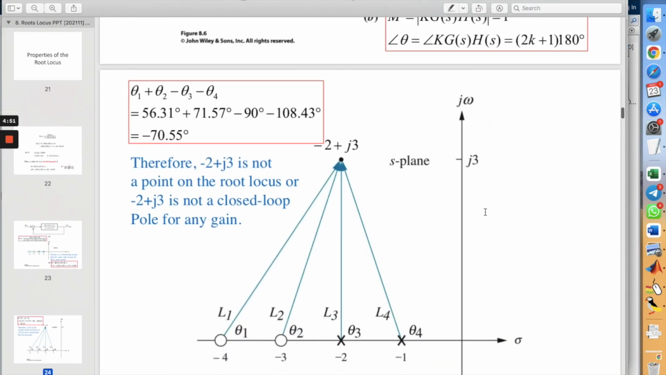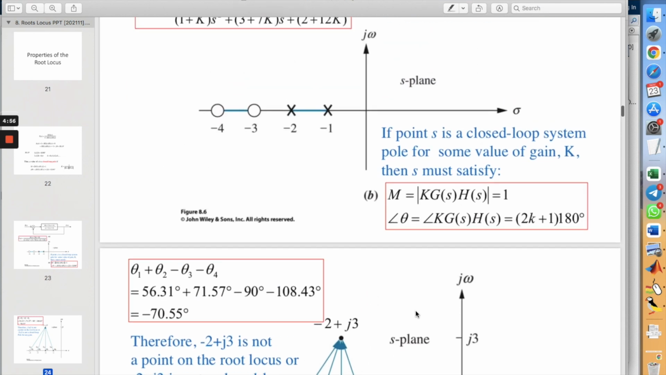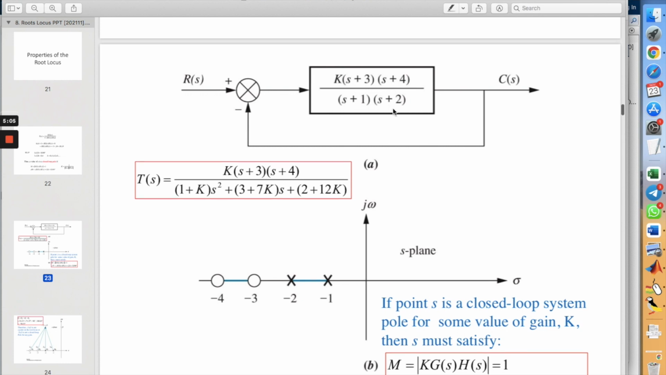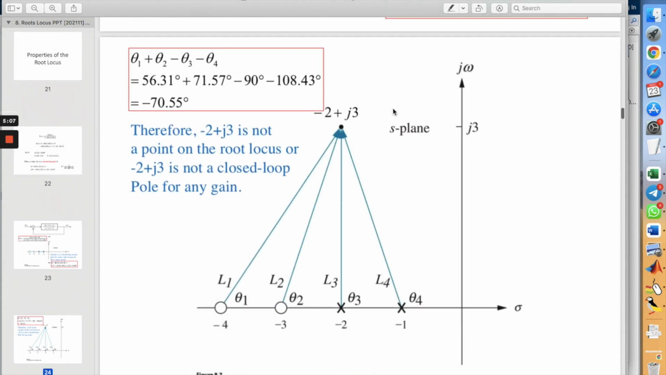In this case, we have two poles and two zeros. Actually, this is the previous example. (s plus 3) and (s plus 4) are zeros. We have poles at (s plus 1) and (s plus 2). We plot onto the s plane. We have negative 1 and negative 2, these are the poles. And then we have zeros at negative 3 and negative 4.